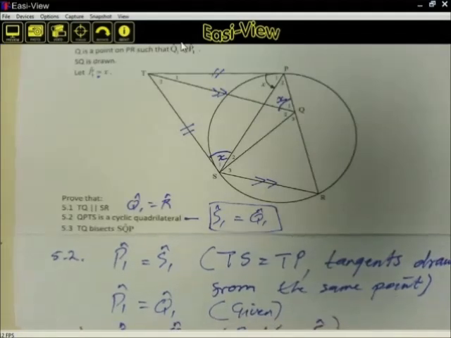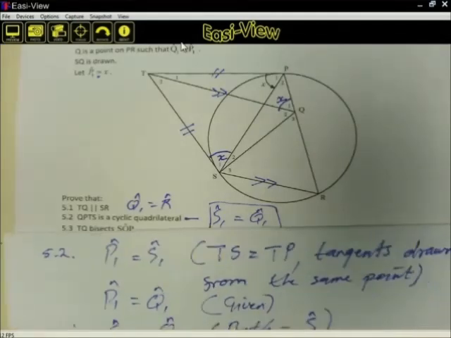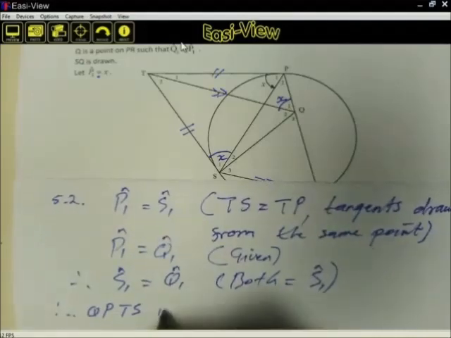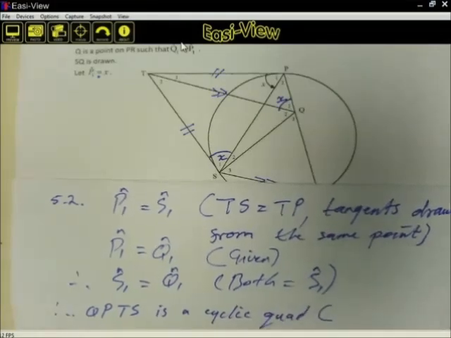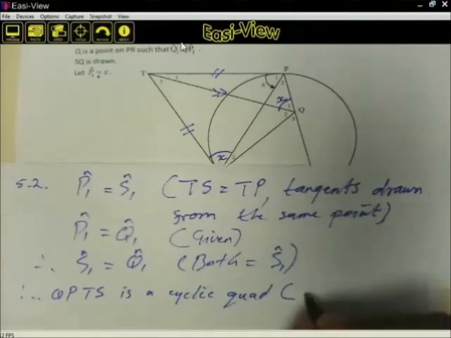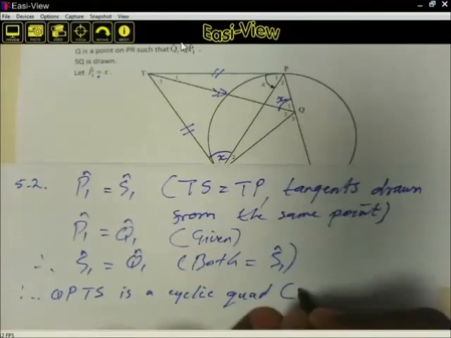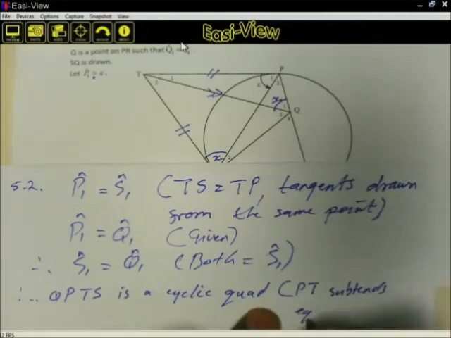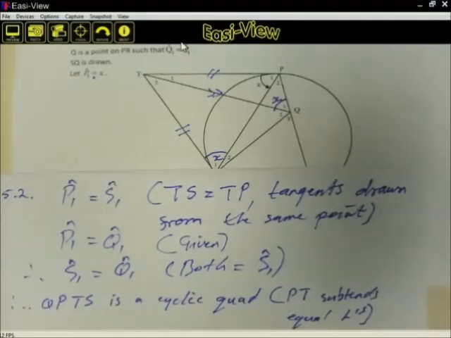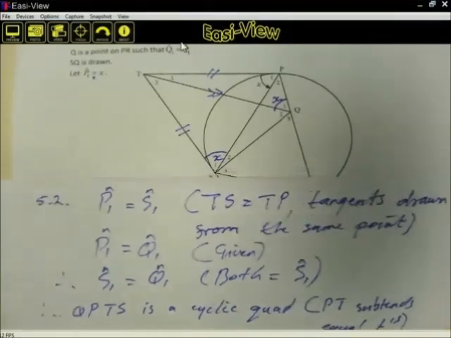Therefore, QPTS is a cyclic quad. Why do we say QPTS is a cyclic quad? Because PT subtends equal angles. Thank you. That's how we prove that QPTS is a cyclic quad.